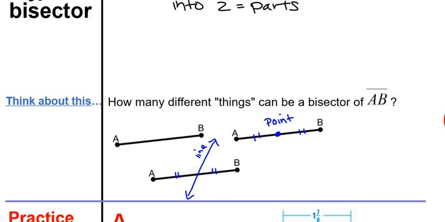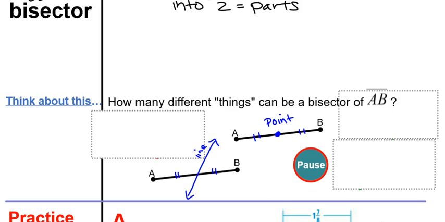What I'd like you to do now is pause for just a quick second and see how many other things you can think of that might cut that into two equal parts, and then I'll get back to you. We'll see how many of ours match. All right. The question is now, how many things did you come up with? This is what I got.